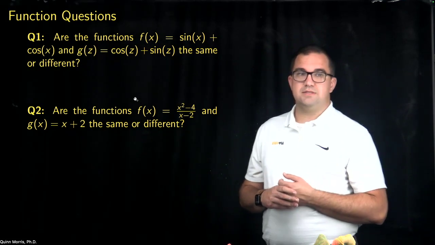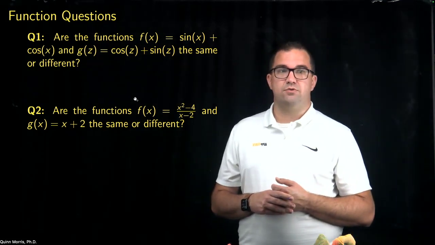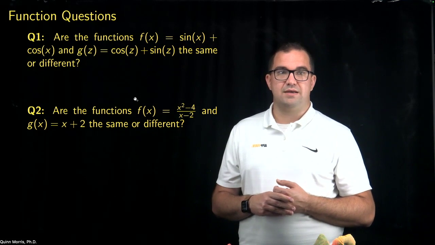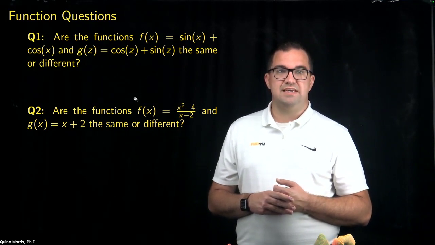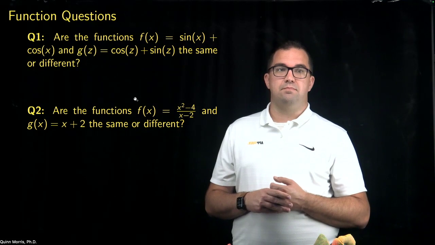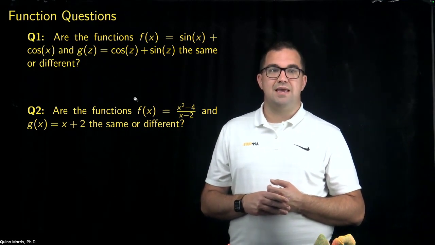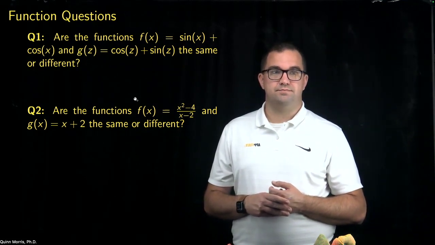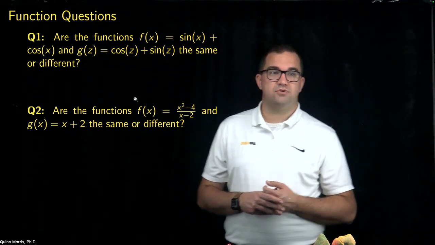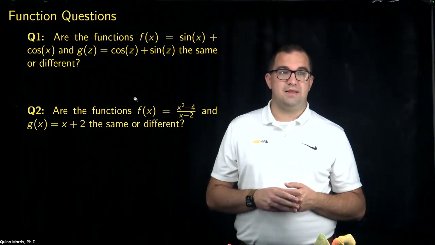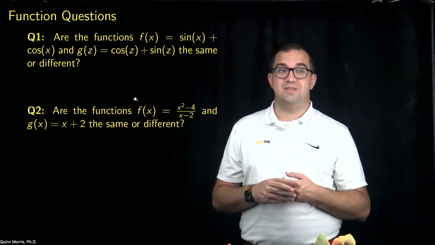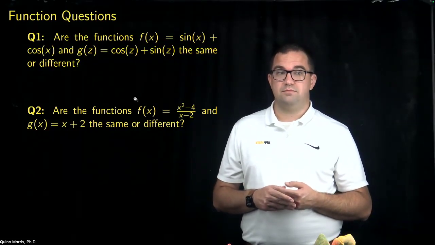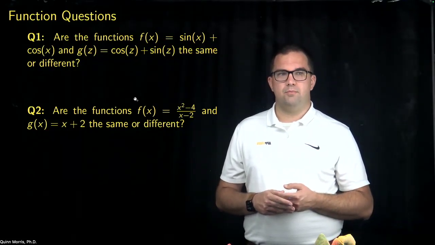So the first question is, are the functions f of x equals sine of x plus cosine of x and g of z equals cosine of z plus sine of z the same or different functions? If you're watching this, pause your video, think about this for a minute, particularly think about it in relation to the definition of a function, and see what you come up with.